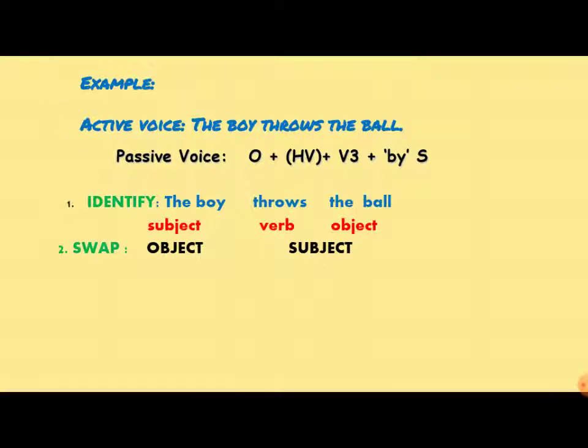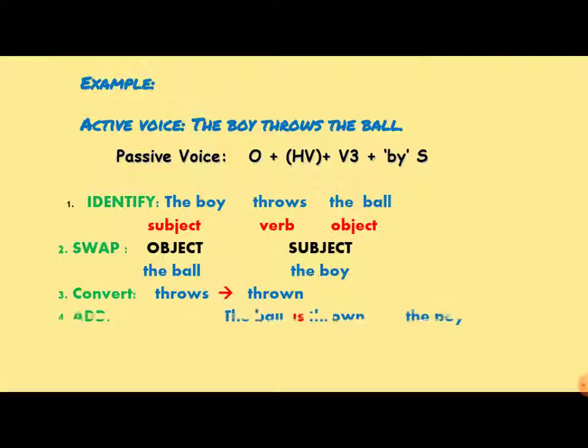So, dear children, the ball will come before and the boy will go behind. Next is convert. Convert the verb to past participle form. So throws will become thrown. Add a helping verb as the sentence is in the present tense. So you have to see the object. The object, the ball, is one, so you will use is. If the object was many, you would have written are. Okay, so here the ball is singular, so we are using the helping verb is. So the ball is thrown the boy.